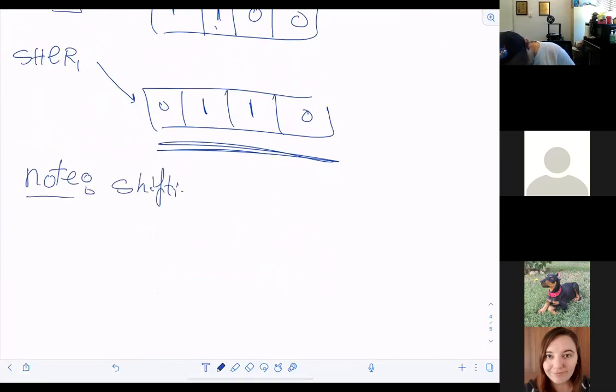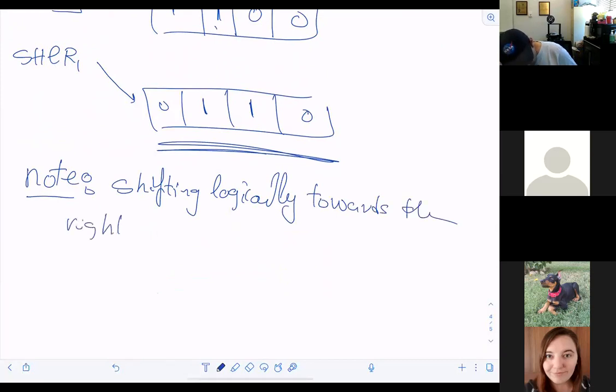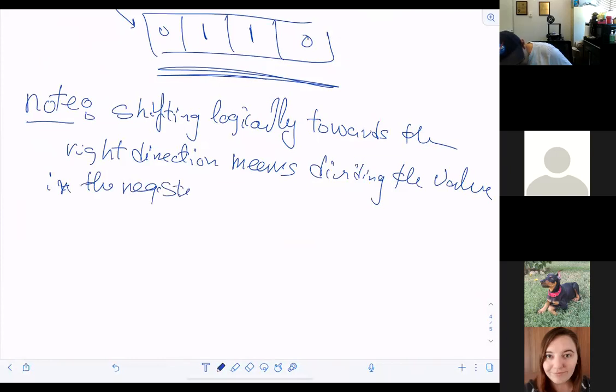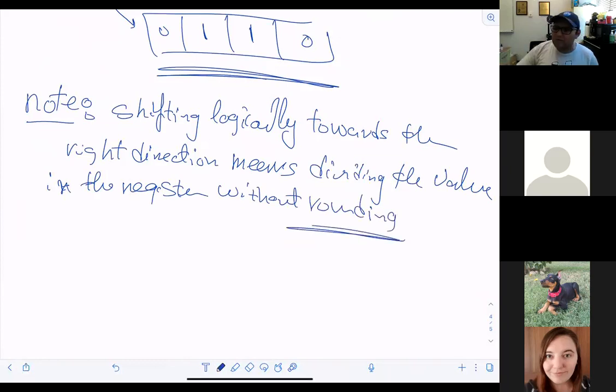So note, shifting logically towards the right direction means what? Dividing the value in the register without rounding. Somebody will tell me, what do you mean by without rounding?